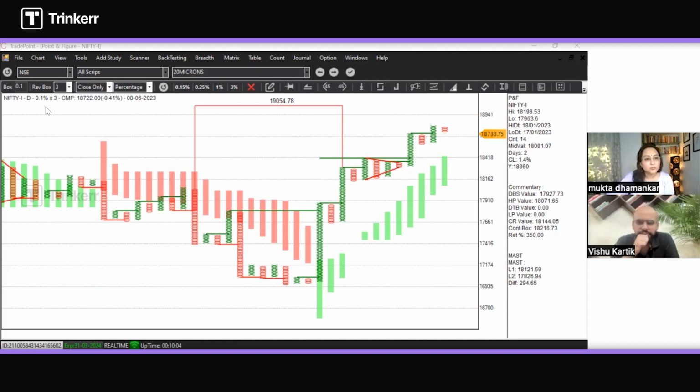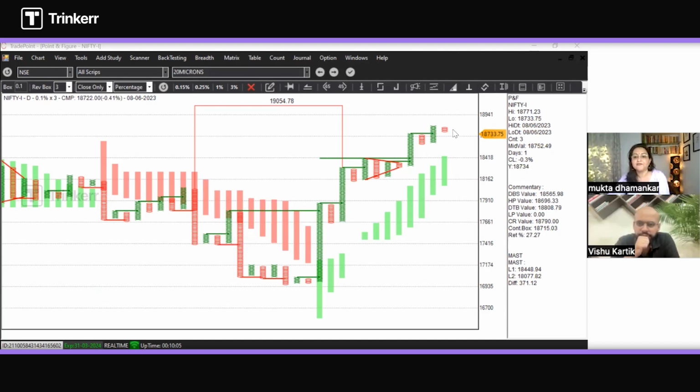Now, after that 0.1, you see multiplied by 3, which is written. So what does that mean? When I am in the column of O, I will flip into the column of X when the price reverses by 3 boxes. So the price increases by 3 boxes. Each box size we have defined as 0.1%. So a rise by 0.3% in Nifty will flip the prices from column of O to column of X.